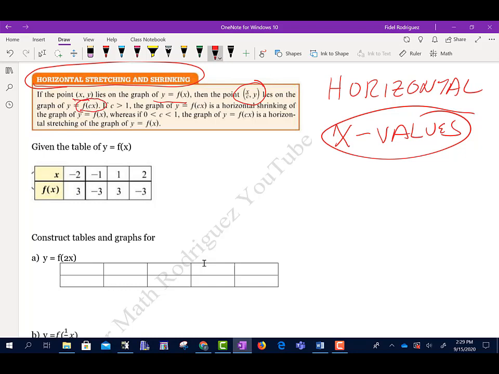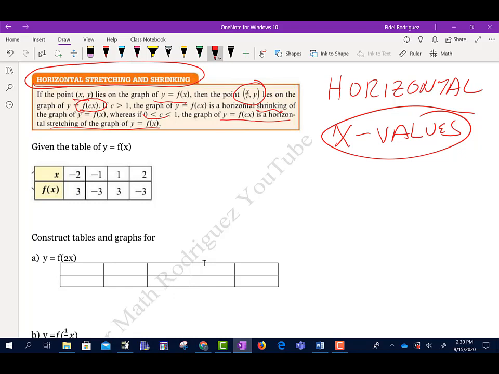Notice where the c is. See, it's on the inside? And it says, if c is bigger than 1, the graph of y equals f of cx is a horizontal shrinking of the graph. And when c is between 0 and 1, y equals f of cx is a horizontal stretching. Okay. So it says now, construct tables for y equals, and so on and so forth.